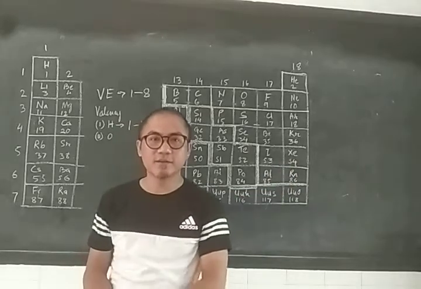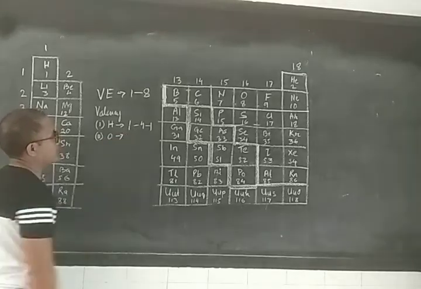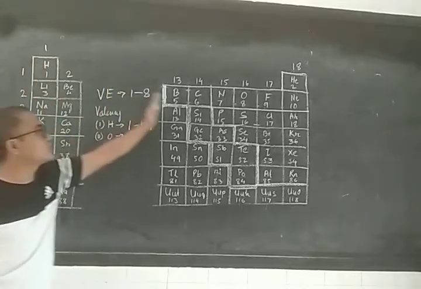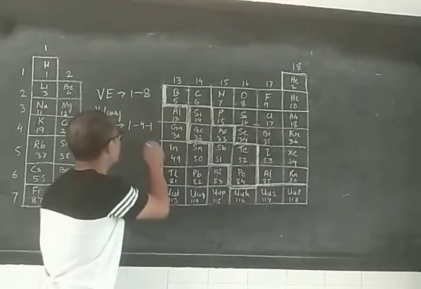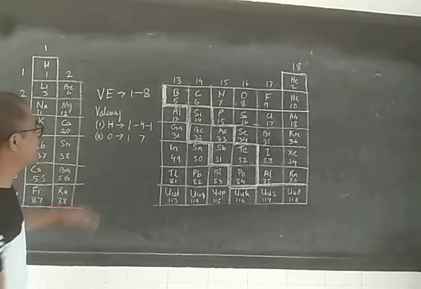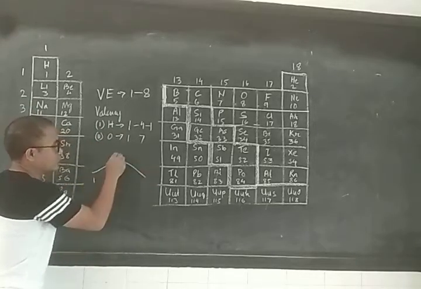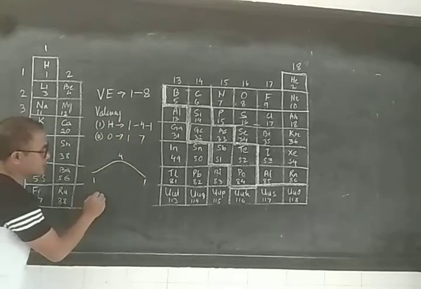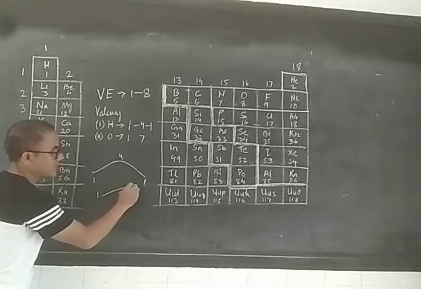And the second one is with respect to oxygen. With respect to oxygen, what happened here? The valency increases 1, 2, 3, 4, 5, 6, 7. That means with respect to hydrogen, it increased 1 to 4 and 4 back to 1, but with respect to oxygen, it increases from 1 to 7.